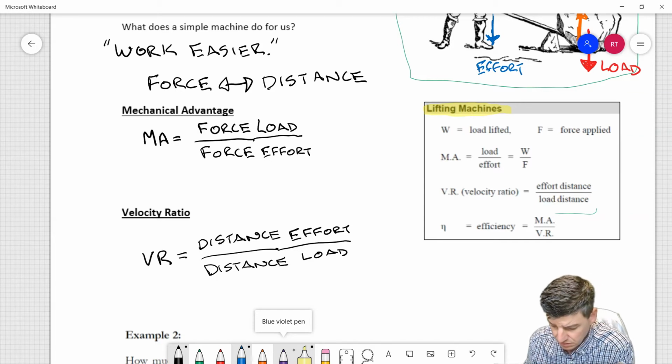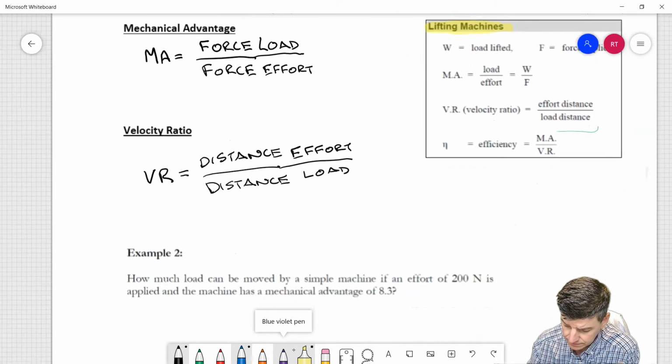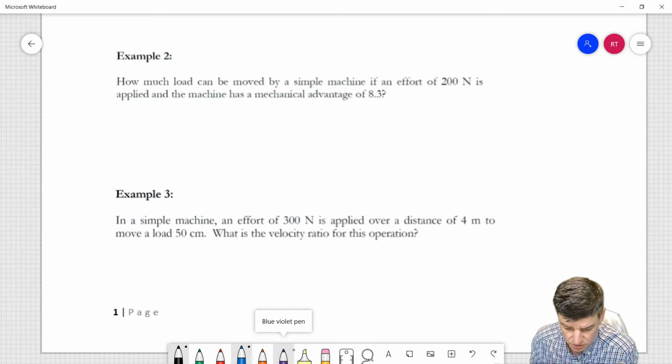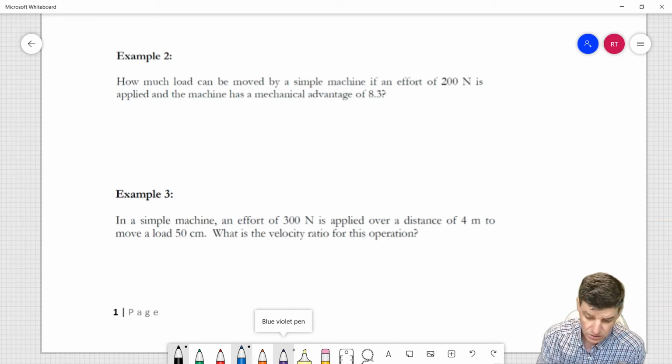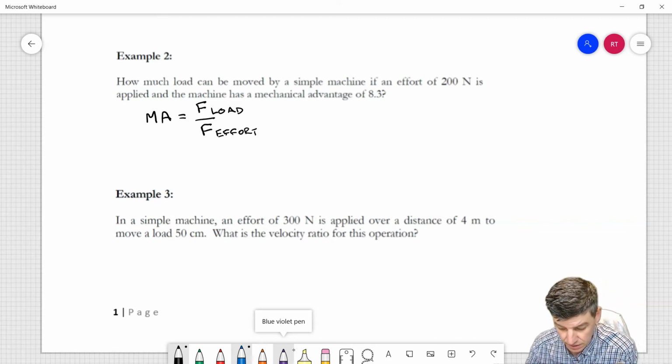Okay, so we're always going to remember those couple terms, and they're going to come up in a lot of questions in this section. Okay, so just a couple of practice questions relating to those terms. So how much load can be moved by a simple machine if an effort of 200 newtons is applied and the machine has a mechanical advantage of 8.3? Okay, so our definition of mechanical advantage is equal to the ratio of forces. The force of the load is going to be larger than the force of the effort. Okay, and that gets us our equation.